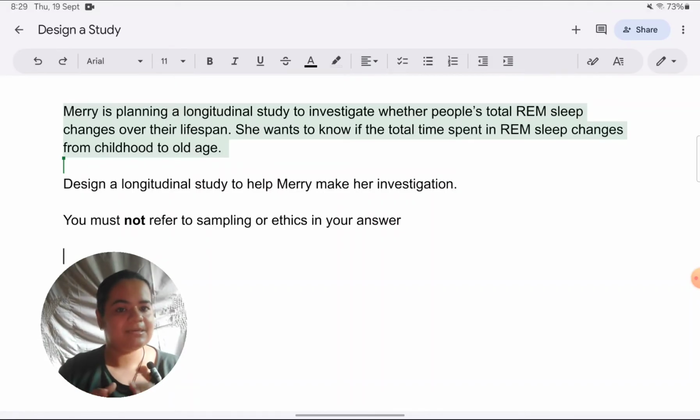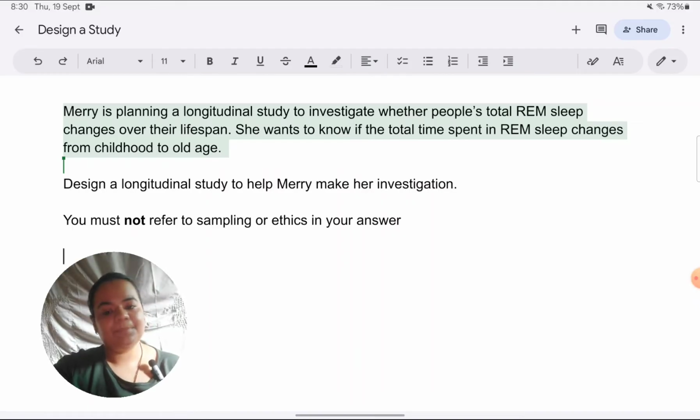Many students read it in a haste, and then when they're designing the study, once they finish designing, they realize that they have not met the requirements of the question, and it's too late to make too many corrections, and they get very anxious about it. So, first thing is make sure you read the scenario thoroughly.